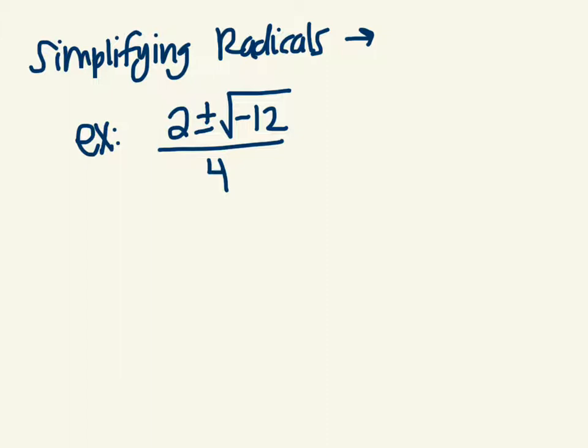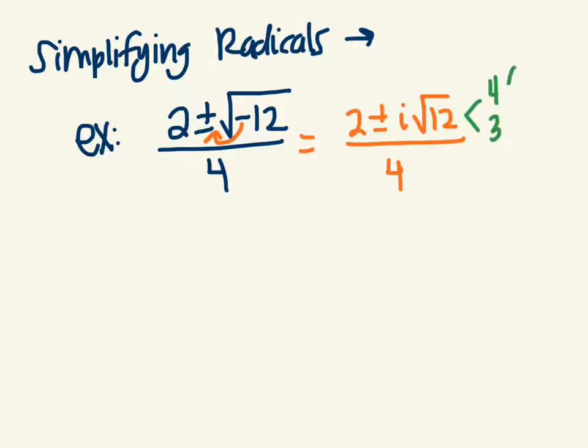The first thing you want to do on this one is take this negative that's underneath the radical and bring it out and write it as a complex number. So it just comes out as an i, all over 4. And then you want to check and see if you can break down what's left over underneath the radical. In this case we have a 12. So I'm going to split it up into 4 and 3. And then 4 breaks down into 2 and 2, and that's as far as you can go with that.